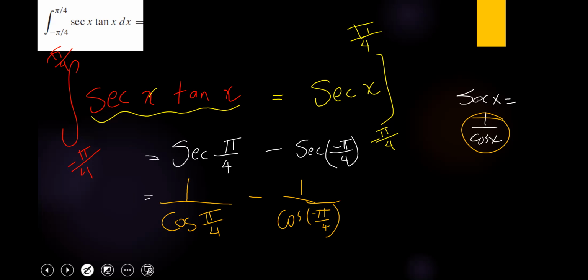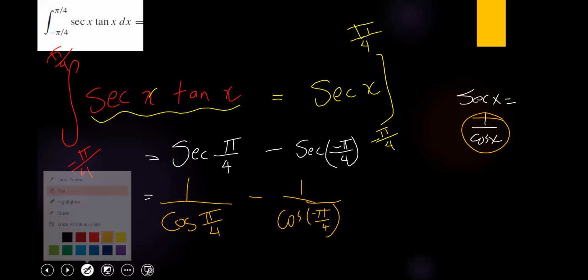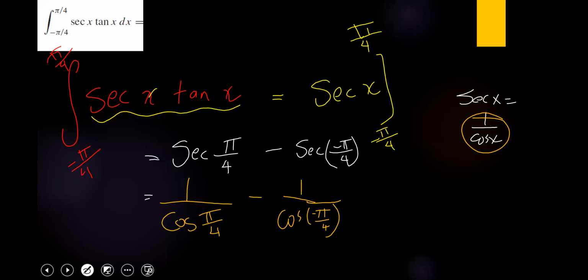The teacher, what is pi? Don't forget, pi is not 22 over 7 or 3.14. It is 180. So pi over 4, as we talked before in Algebra 2 in grade 10, if I want to write it as a degree, pi is 180. So 180 over 4 is 45. So on the calculator, you have to find 1 over cosine 45 minus 1 over cosine of negative 45.